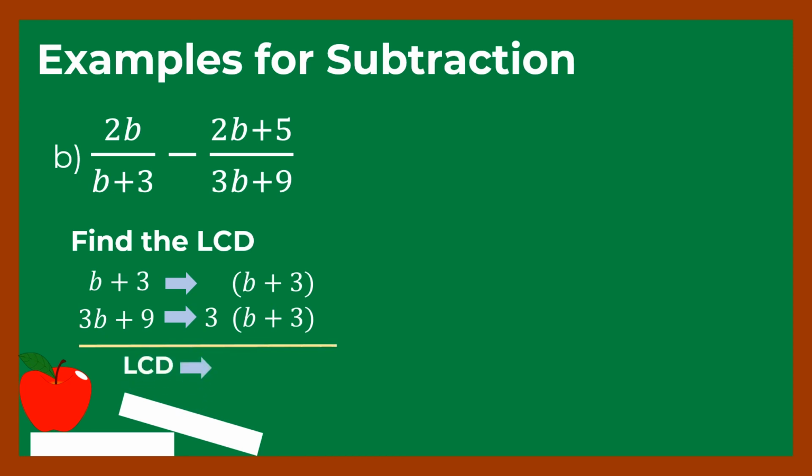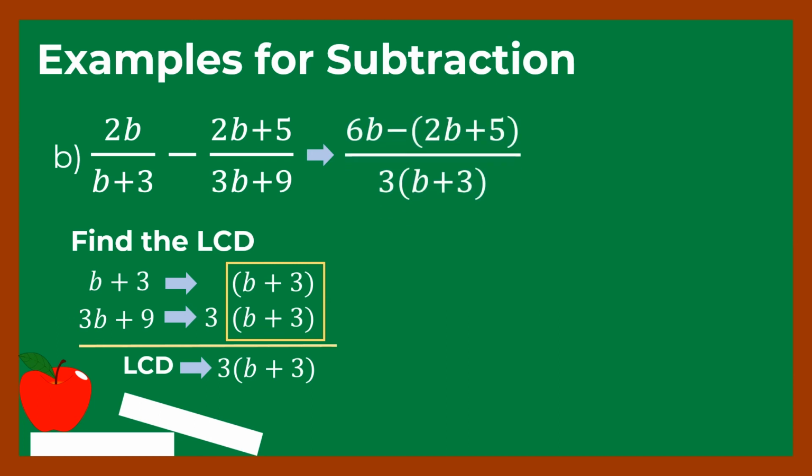So yung LCD niya is bring down yung 3, and then itong b plus 3, since dalawa sila, common siya sa dalawang expression, sa dalawang denominator, we will just count them as 1. So isang b plus 3 lang yung ibababa natin. So yung LCD is 3 times the quantity of b plus 3. Since meron na tayong LCD, we can now find the new numerators, and then magiging ganito na yung expression natin.